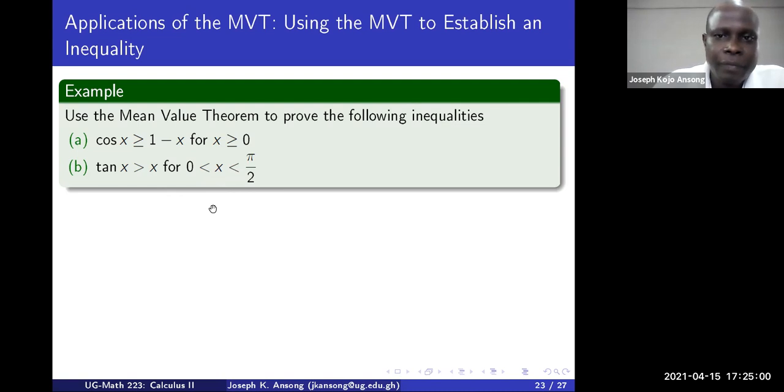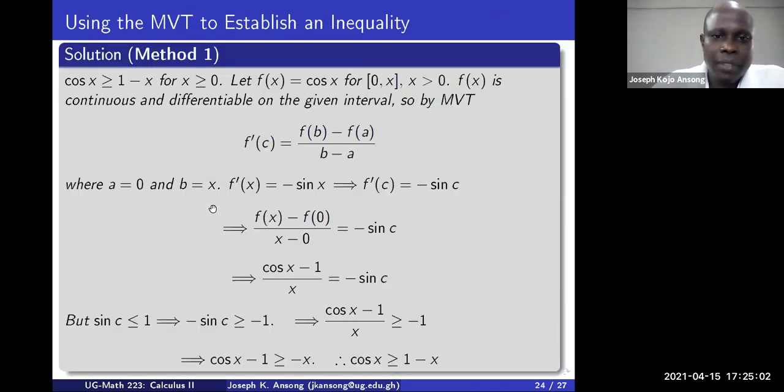All right, good. There are basically 2 methods. One of them is, of course, just using the MVT, which is the first one we'll do. A second one is very similar to this, so it's not any different. A third one is separate. You are not using the MVT formula directly. You are going to use the fact that the function is increasing or decreasing to prove the inequality. Okay, good. So in the first case, you are given this inequality here, and you are told that x is greater or equal to 0.